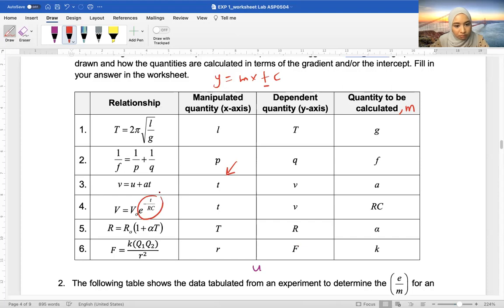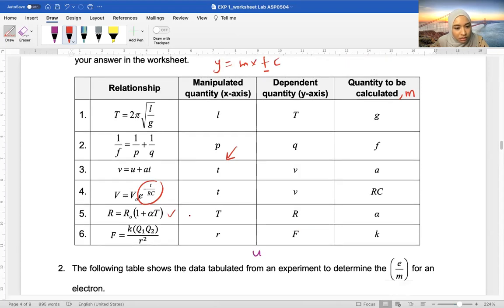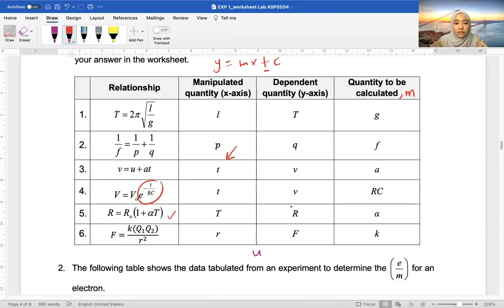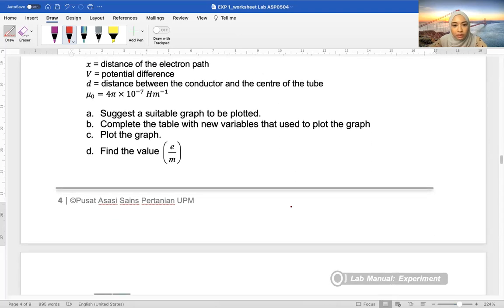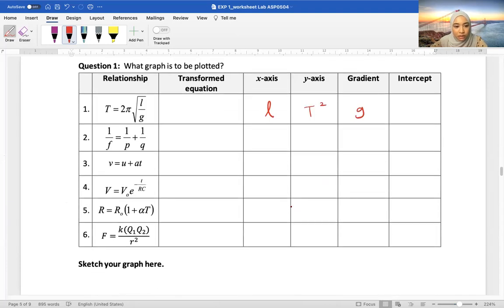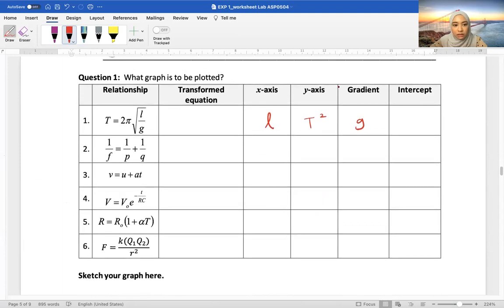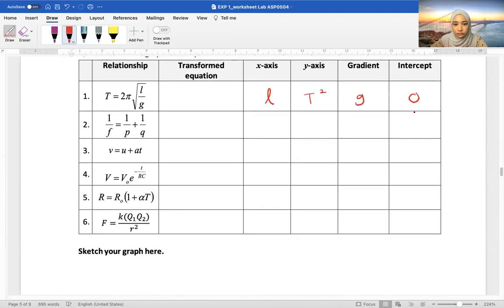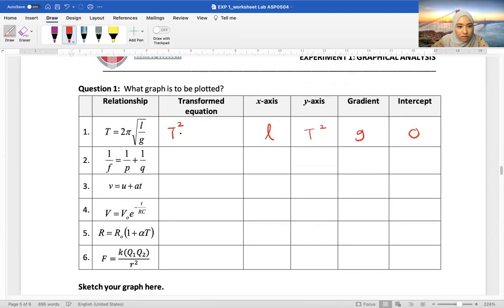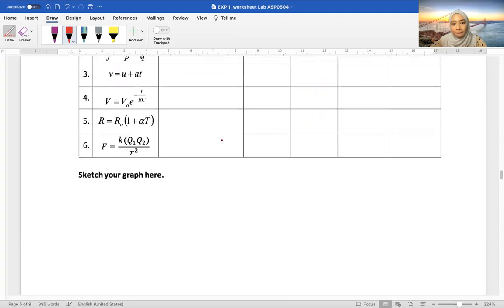For this guy, basically you have to convert it into a log because E is not a straight line. And then this guy is a straight line. This guy, I don't know because ada R squared. So you have to try to plot it first. Tengok kalau dia bukan straight line, maksudnya kena convert jadi straight line. Buat square ke, buat log ke. Okay. So that is the method that we are using here. The intercept is 0. And the transform equation is T squared equals 4 pi squared L over G.